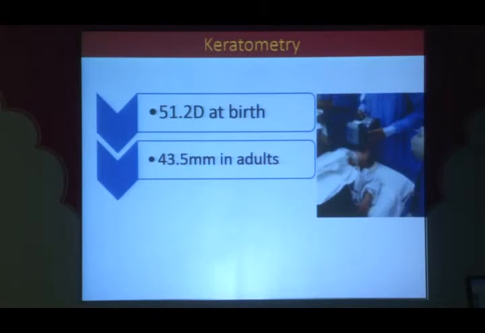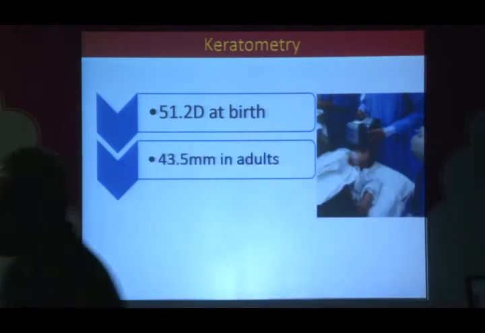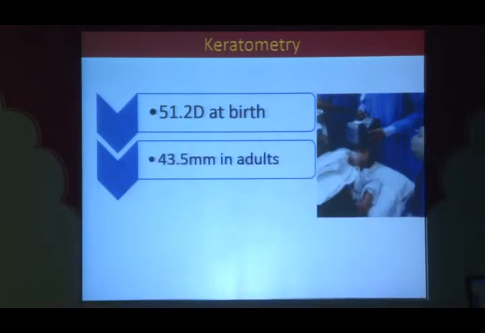The next parameter which affects the intraocular lens power is the keratometry. Now at birth, the cornea of an infant is very steep. The keratometry value is about 51.2 diopters at birth, which gradually flattens. And by the age of around 6 months, the value comes out to be equal to adults, that is roughly approximately 43.5 diopters.